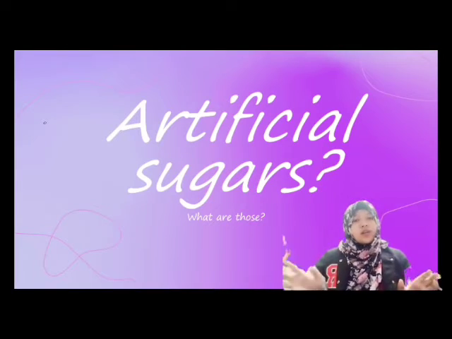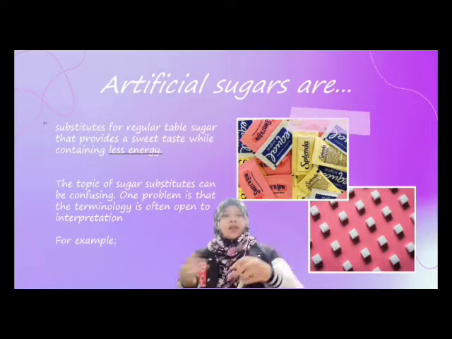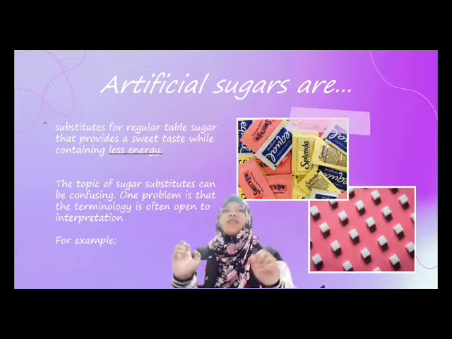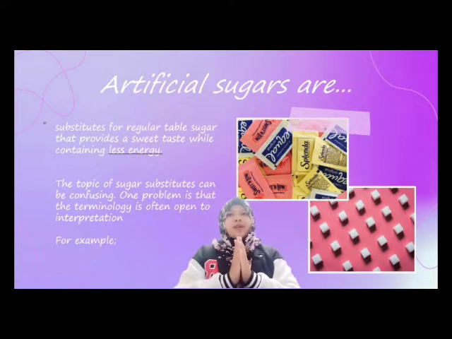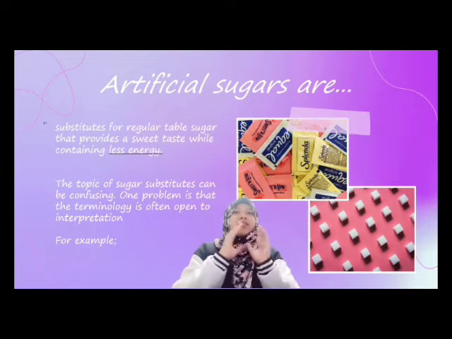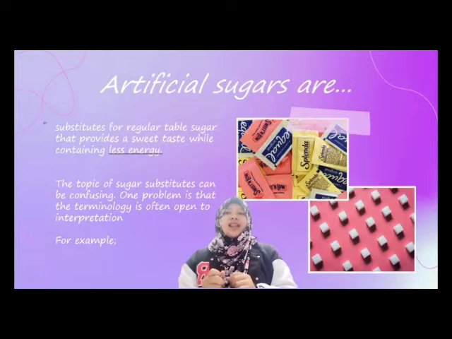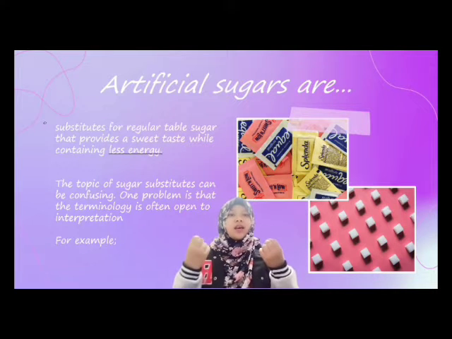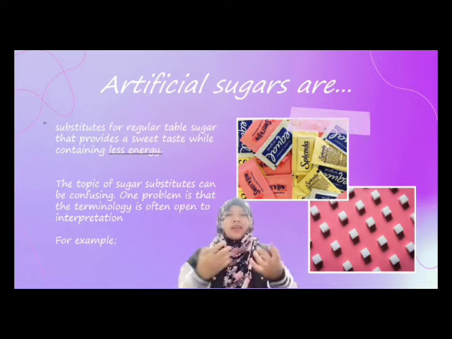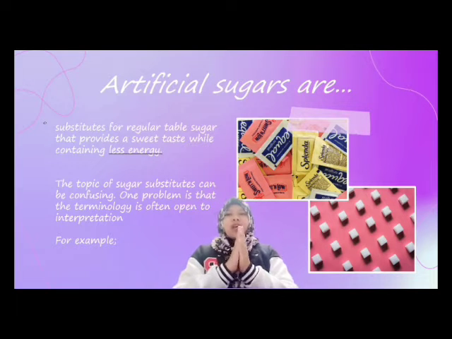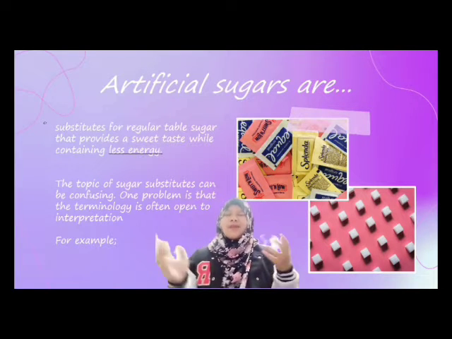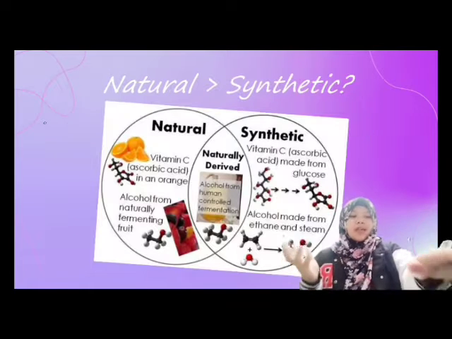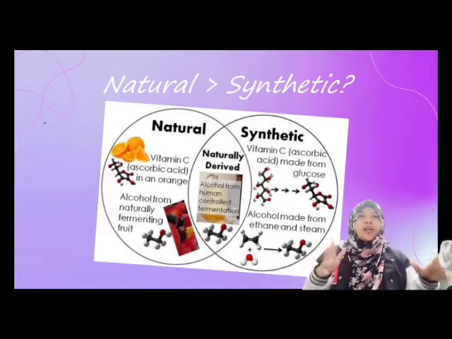And today we'll be discussing artificial sugars in terms of chemistry, of course. Artificial sugars. What are those? You might be asking. Artificial sugars are a substitute for regular sugar that provides a sweet taste while containing less energy. The topic of sugar substitutes can be very tricky as it is open to different negative and positive interpretations. For example, natural and synthetic.